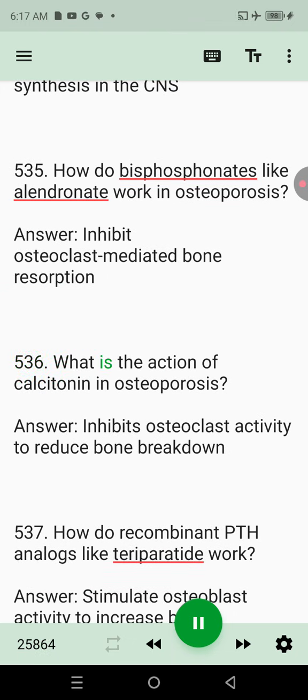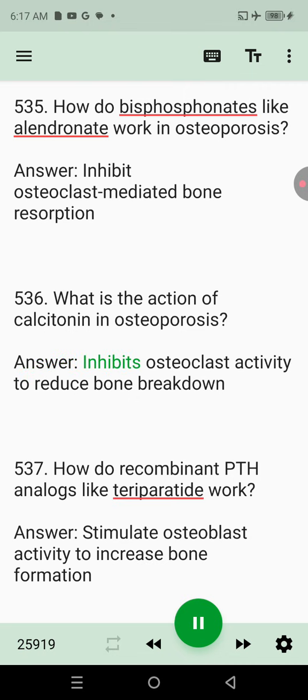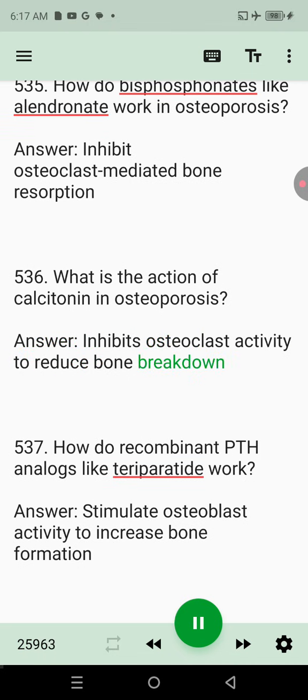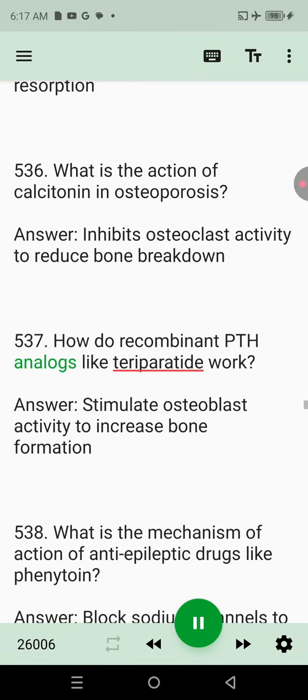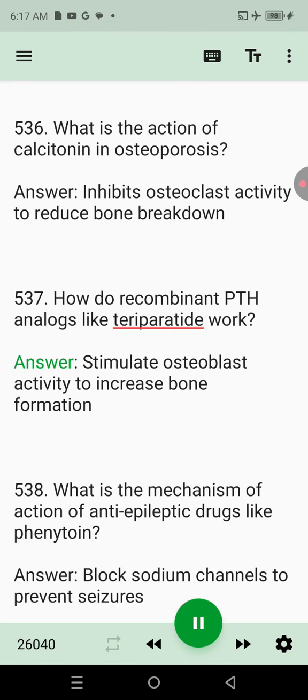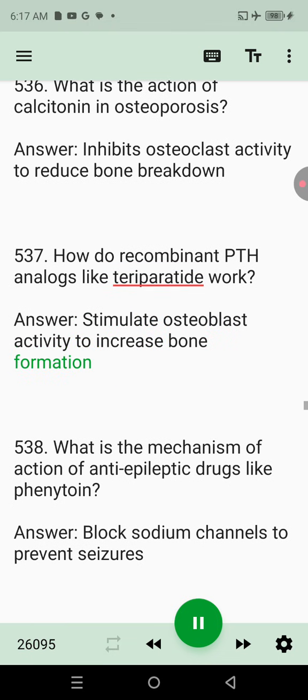536. What is the action of calcitonin in osteoporosis? Answer. Inhibits osteoclast activity to reduce bone breakdown. 537. How do recombinant PTH analogs like teriparatide work? Answer. Stimulate osteoblast activity to increase bone formation.